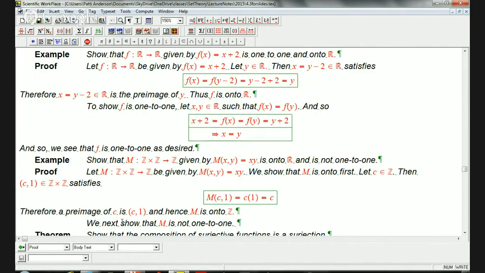How do you show not one-to-one? Well, note that we know (2, 1) is in the integers cross integers, right?